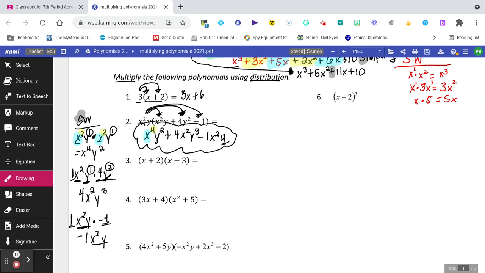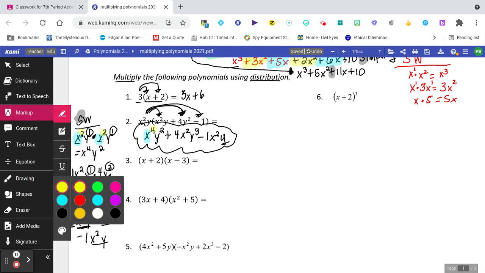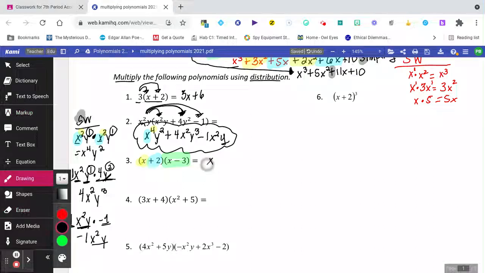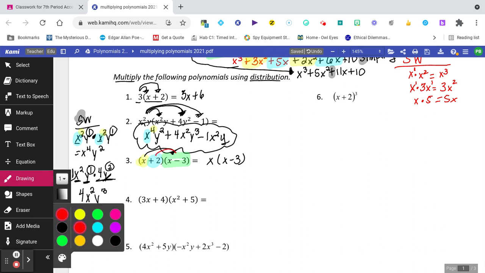Rule number 3, I'm going to use double distribution. If I use double distribution, I tend to take the first one and break it up, especially if it's a small one. So I'm going to break this one up and keep this one whole. So I'll end up with x times x minus 3, and then positive 2 times x minus 3.